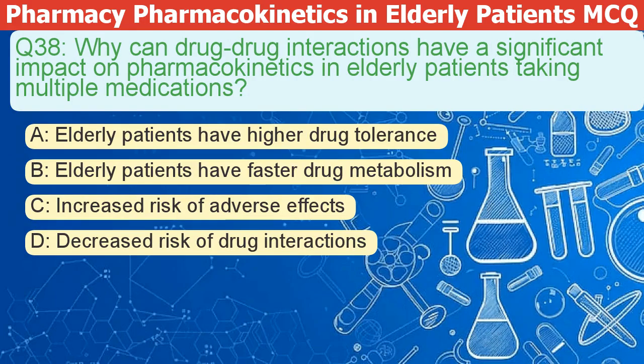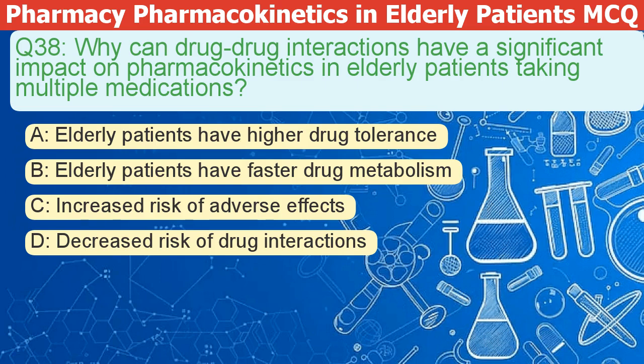Why can drug-drug interactions significantly impact the pharmacokinetics of elderly patients on multiple medications? A. Elderly patients have higher drug tolerance. B. Elderly patients have faster drug metabolism. C. Increased risk of adverse effects. D.